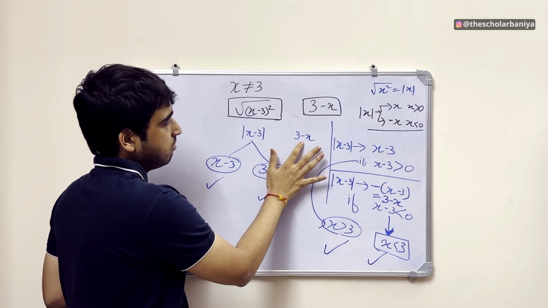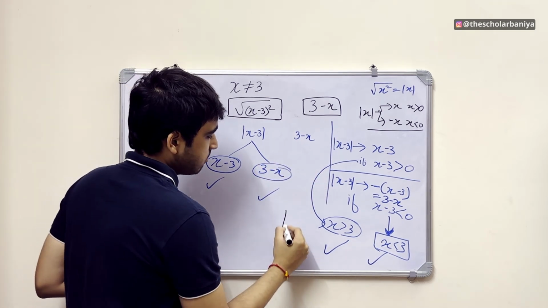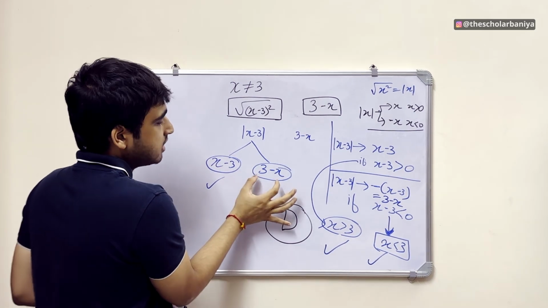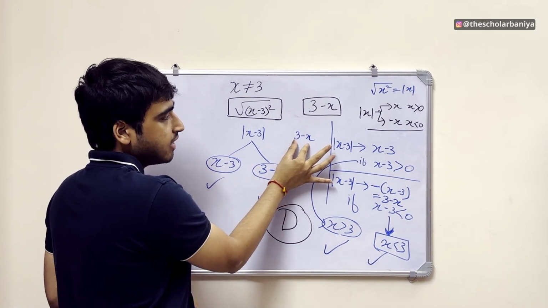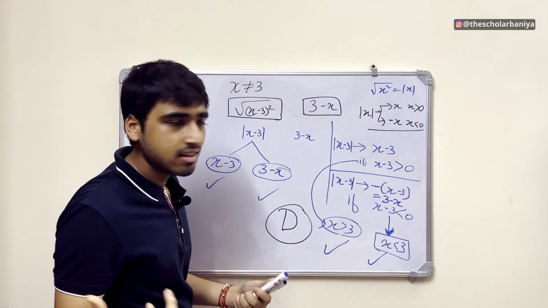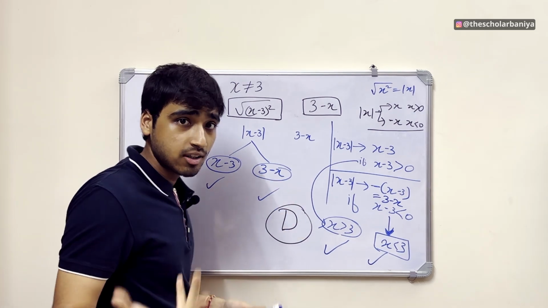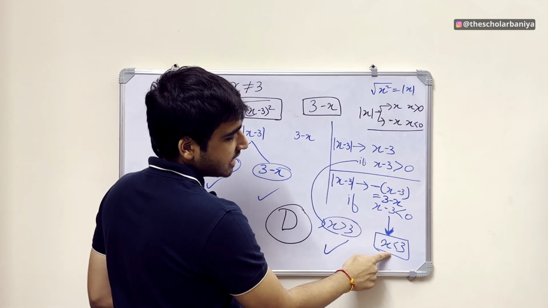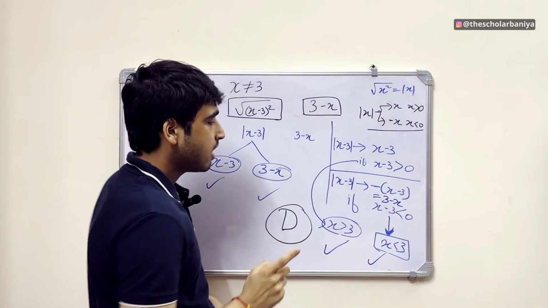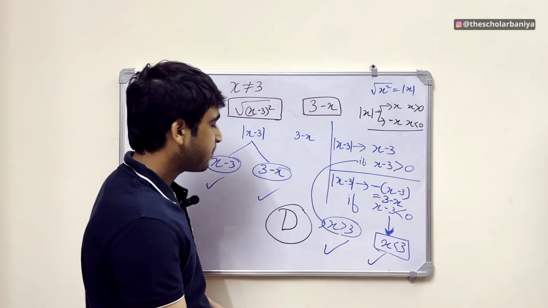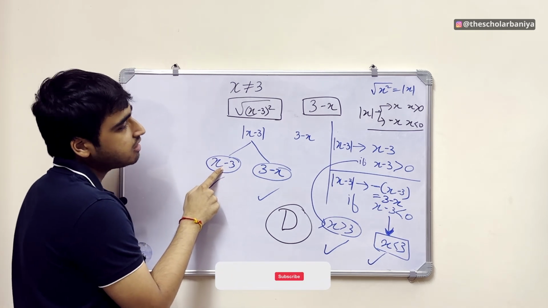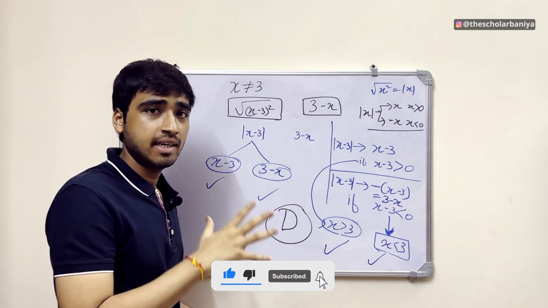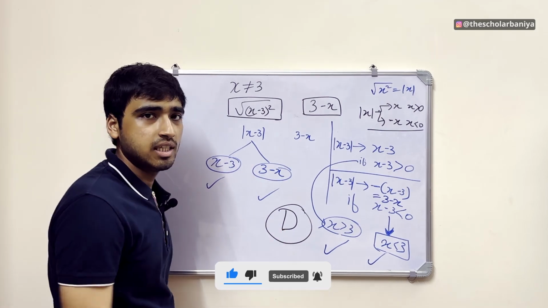So the answer becomes D, right? Because we cannot say, if the answer would have been only 3 minus x and 3 minus x, then we would have said C. But right now it depends. If x is less than 3, then the answer will be 3 minus x. But if x is greater than 3, then the answer will be x minus 3. So these two terms become unequal. Sometimes it can be equal, sometimes it cannot be equal. So the answer becomes D. Okay.